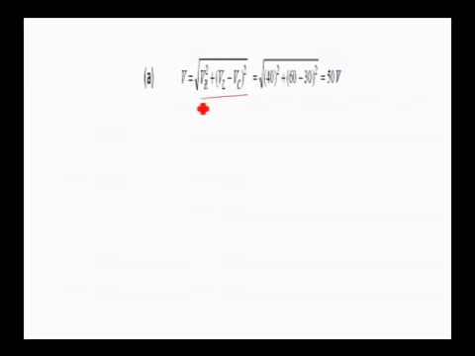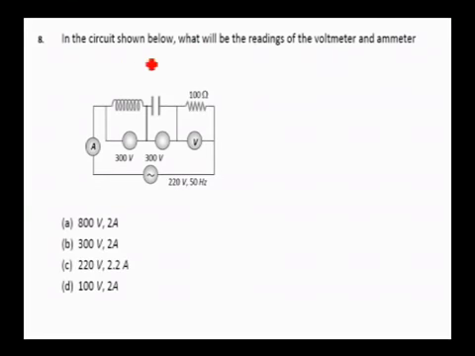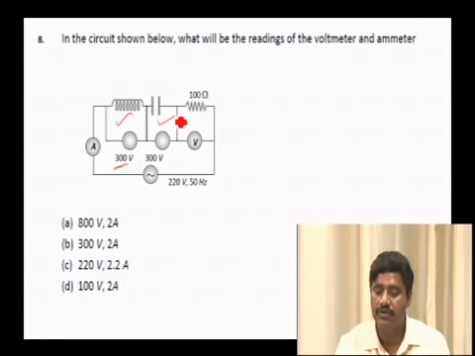Use this formula, substitute 40, 60, 30, you get 50 volt. Now look at the circuit. Across the inductor we have 300 volt. Across the capacitor we have 300 volt. But across the 100 ohm resistor, what is the voltage? The reading of the voltmeter and ammeter.